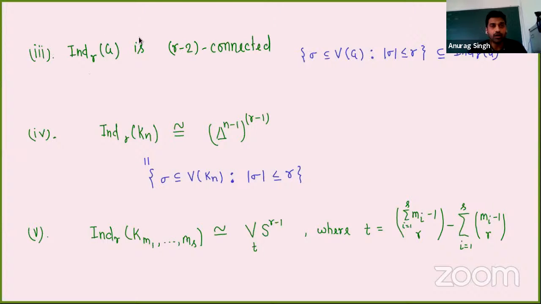Also, in the graph you can take all the subsets whose cardinality is at most r. So what it tells you is that the (r minus 1)th skeleton of this simplicial complex is full. In particular, all the homotopy groups up to r minus 2 vanish.